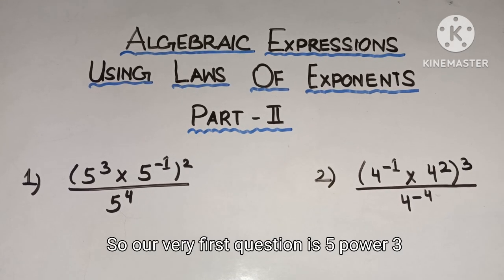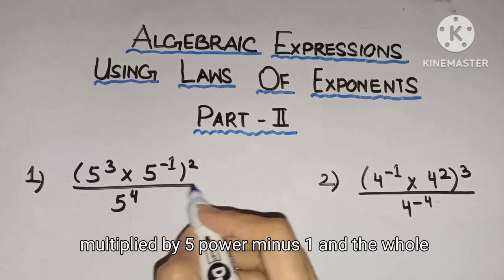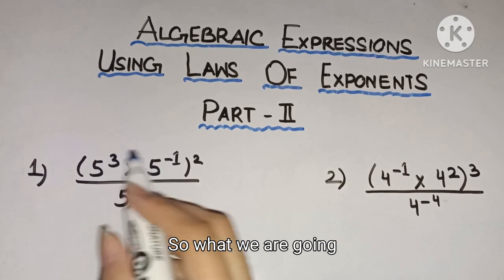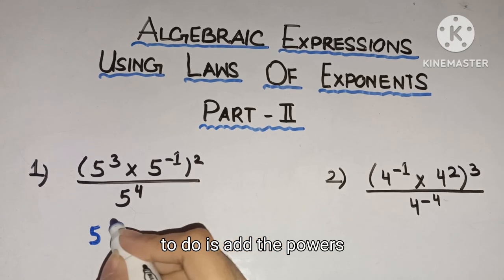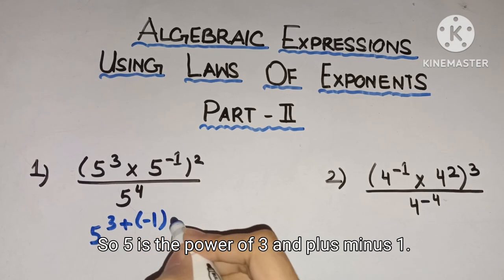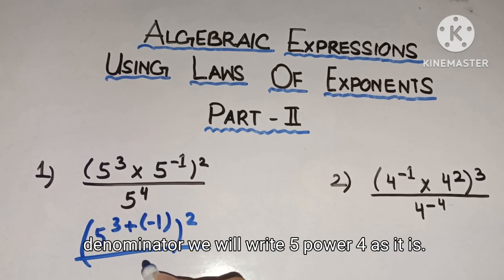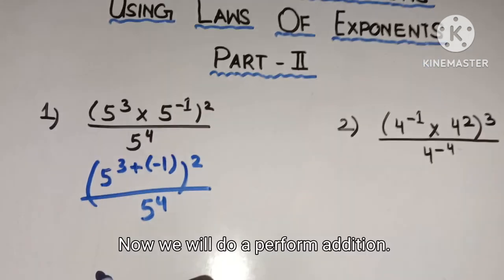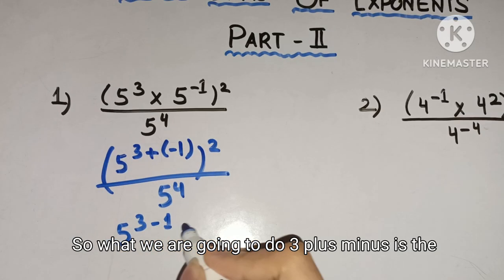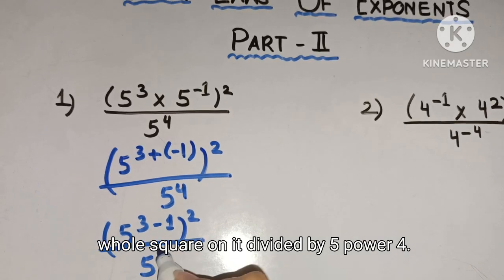So our very first question is (5 power 3 multiplied by 5 power minus 1) the whole bracket squared, divided by 5 power 4. So what we are going to do is add the powers when the bases are the same. So 5 has a power of 3 plus minus 1, and it has a whole power of 2 on it. And in the denominator we will write 5 power 4 as it is. Now we will perform addition. 3 plus minus is minus, so we'll write 3 minus 1, and it has a whole square on it, divided by 5 power 4.